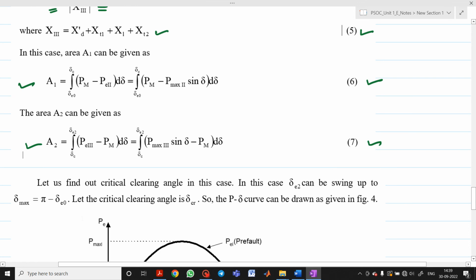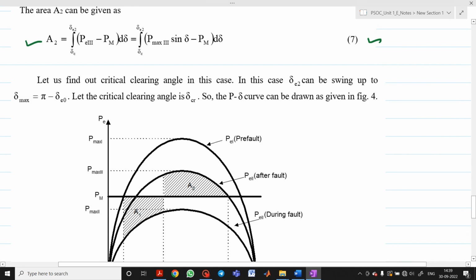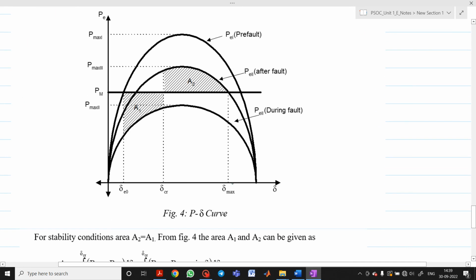Now we have to find the maximum load angle, delta max. So how to find this? This is your 0, this will be pi. Please see here, this is the point at which we will get delta max. This line will intersect the same curve at this point only.